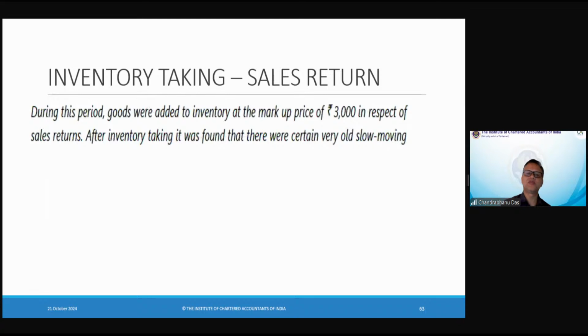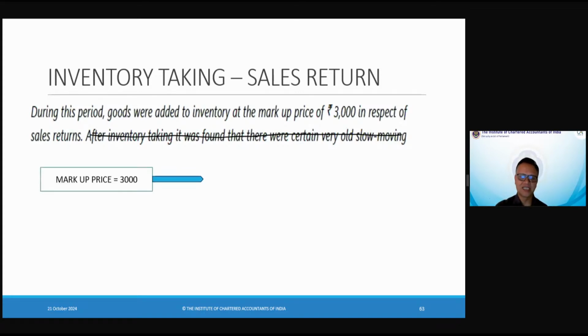One item: during this period, goods were added to inventory at the markup price of 3,000 in respect of sales returns. Now, sales return happened, but this price is given at markup, and we require it at cost. That figure is not given. We are not concerned now about the slow moving; we are finding out about the sales return. Markup price is that price where the profit is embedded into the sales. It is 3,000. So the cost of sales return we have to find out: 3,000 minus the profit margin of 25%, which is 2,250. This is the cost of sales return.